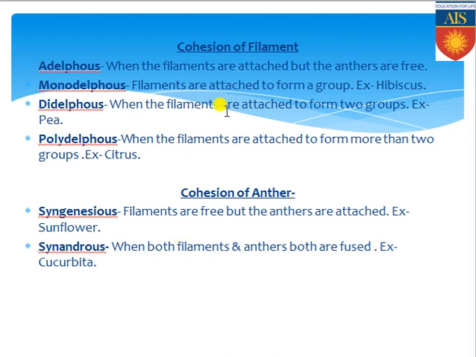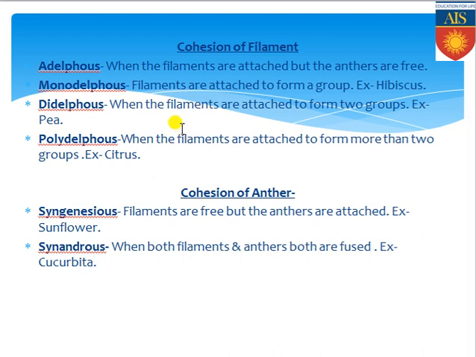Now we have come to the next category, where you can see the types of flower based on the cohesion of filament. Cohesion means adherence of the filament. The first category is adelphous. Adelphous means when the filaments of the stamens are attached but the anthers are free. Can you understand properly? Anthers are free but filaments are attached. Those kinds of male reproductive parts are known as adelphous.